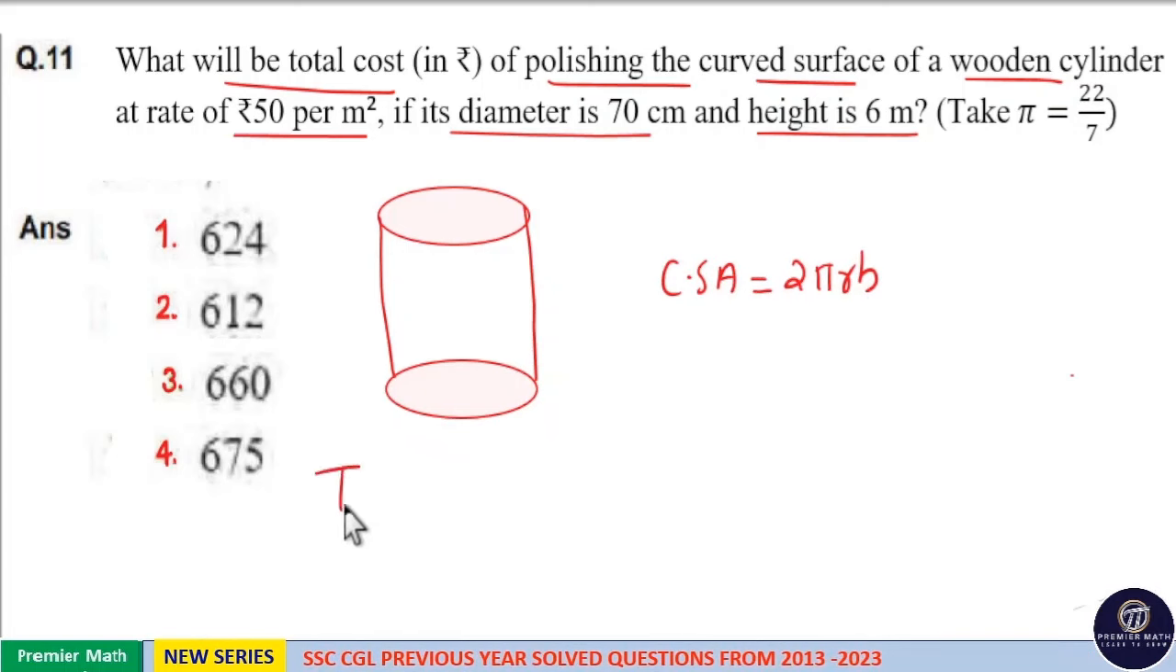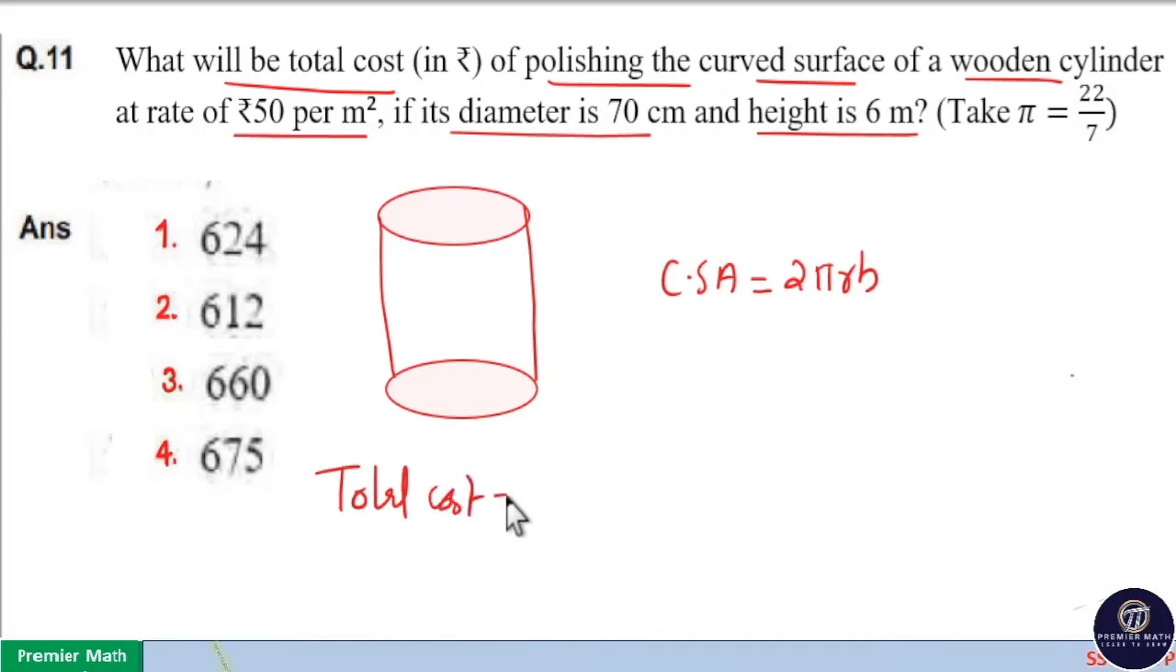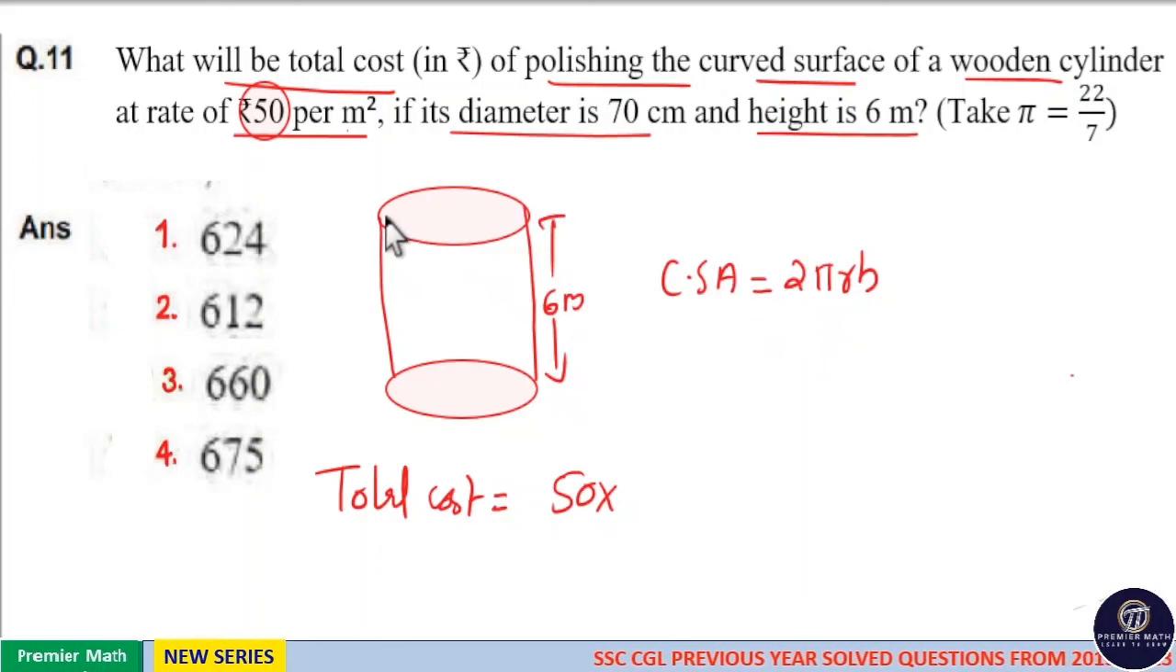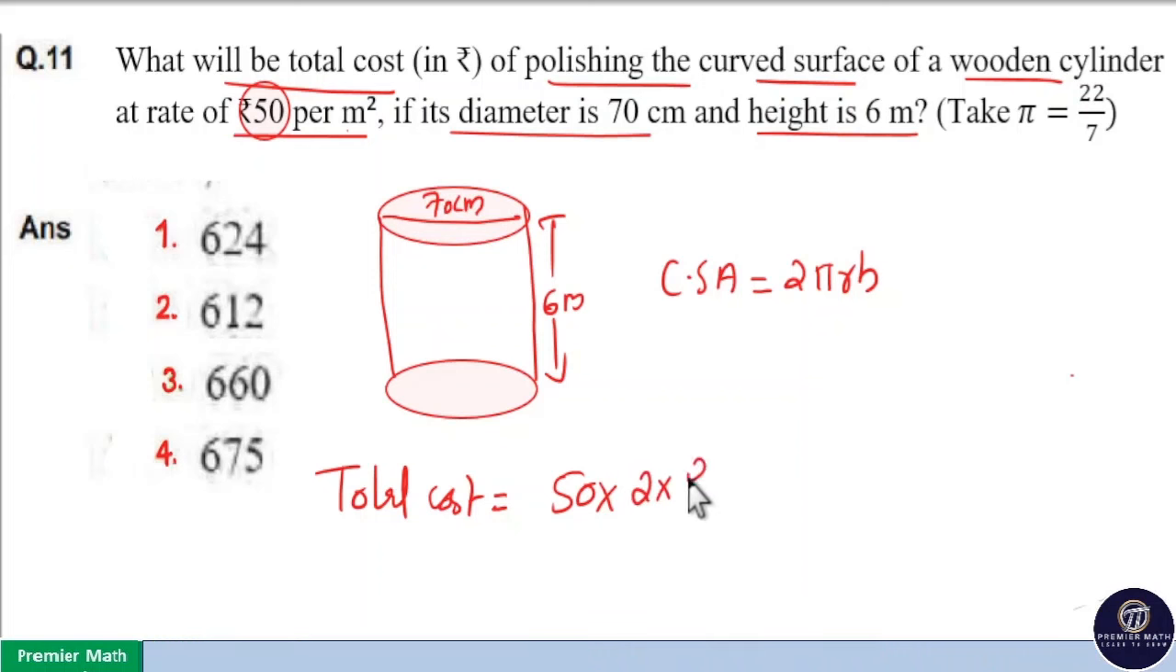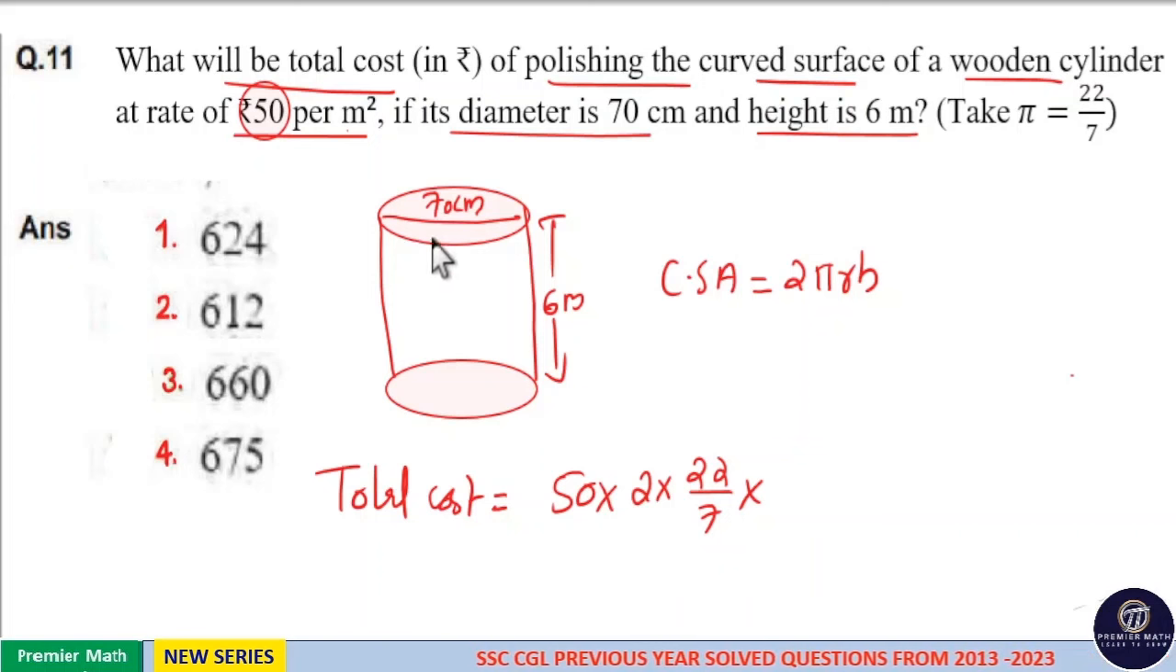So curved surface area of cylinder is 2 pi rh. Now total cost is equal to, rate is 50 rupees per meter square. So 50 into 2 pi rh. So here height is equal to 6 meter and diameter is equal to 70 centimeter. Now 2 into pi is 22 by 7 into r, which is 70 by 2, that is 35 centimeter. So 35 by 100 is equal to 0.35 meter, into height 6 meter.